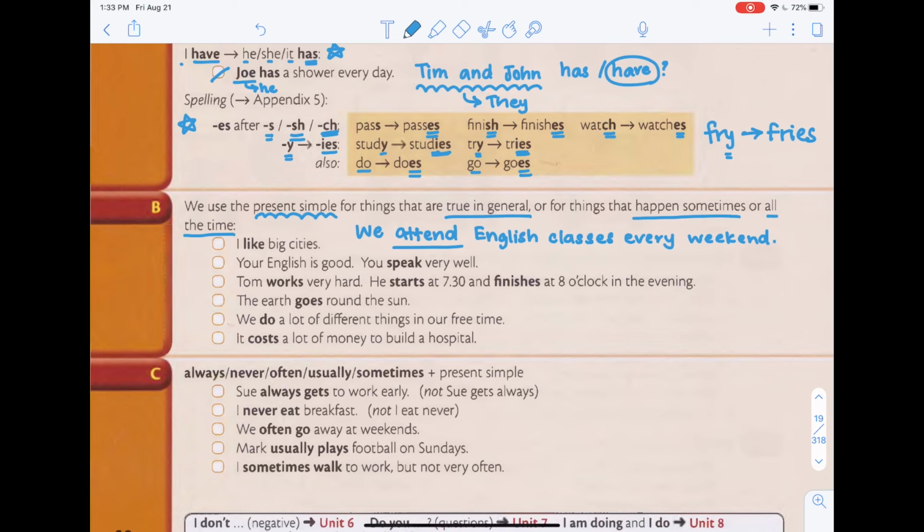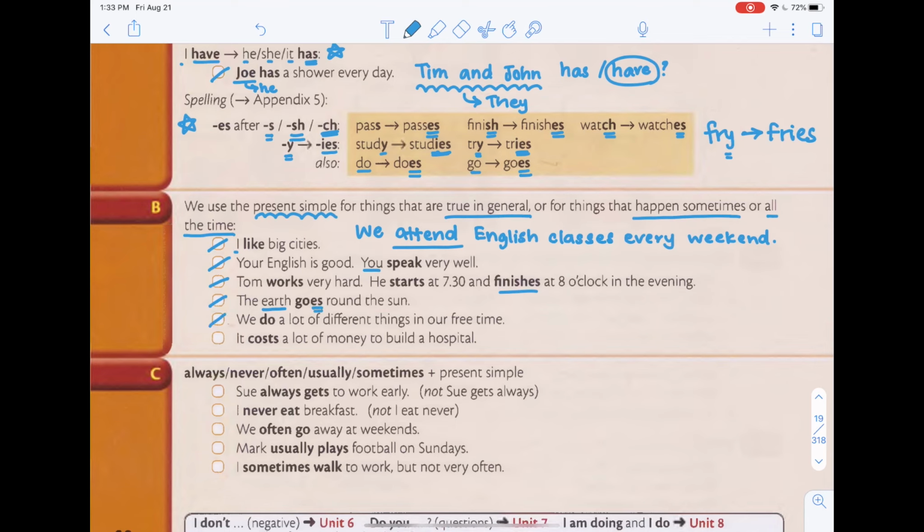So let's just read some examples over here. First, we have I like big cities. Next, your English is good. You speak very well. Next, we have Tom. Remember, Tom is he. So Tom works very hard. He starts at 7:30 and finishes at 8 o'clock in the evening. Next, we're talking about the earth. The earth is it, right? So the earth goes around the sun.